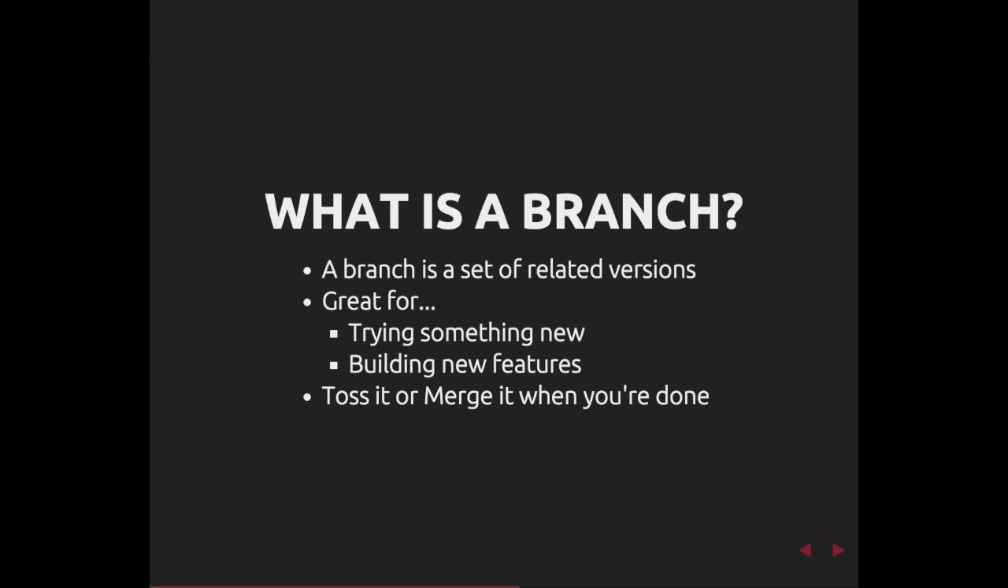Generally, when people talk about a branch in a version control project, they talk about a set of related changes. For example, most big coding projects have one master branch, which we'll talk about for Git in a little while, that is the perfect branch that contains all the good code.